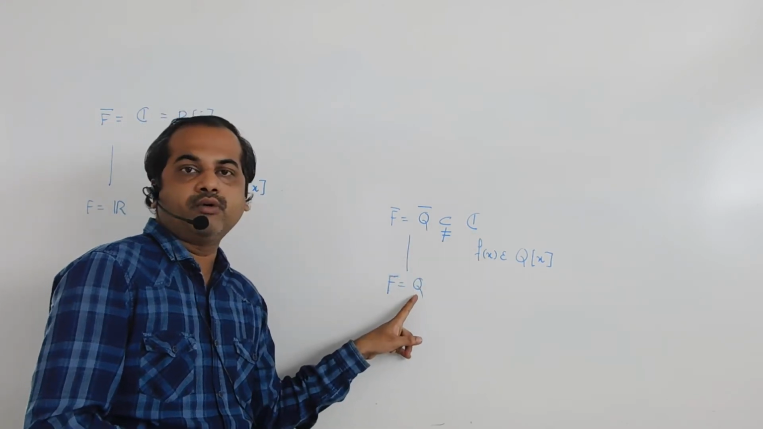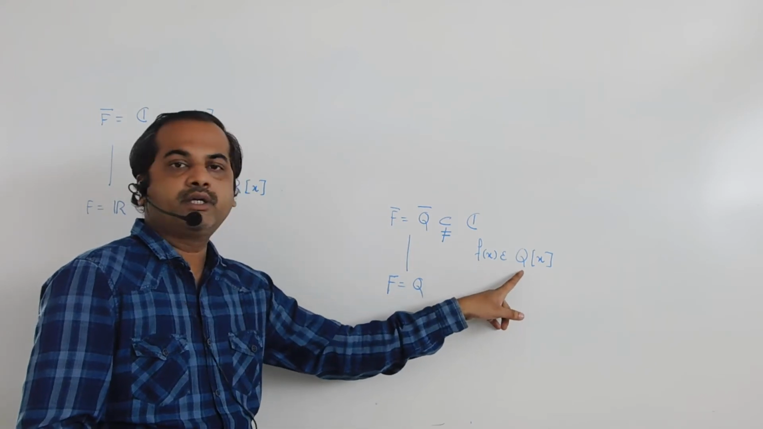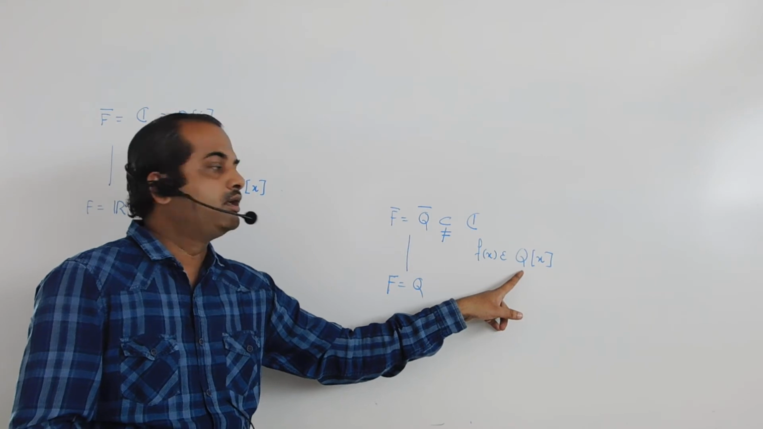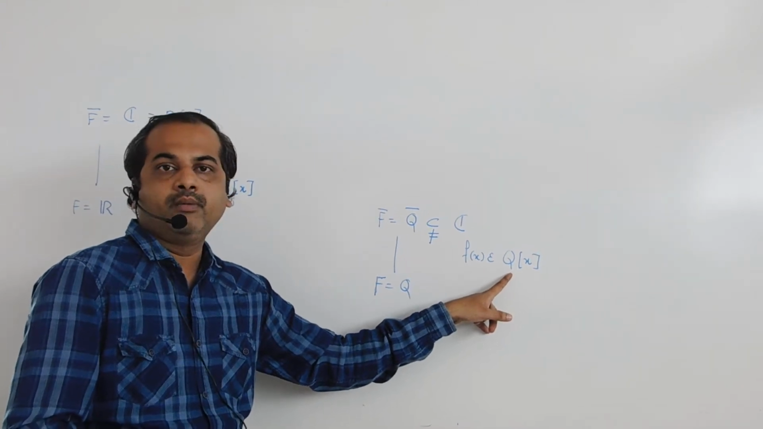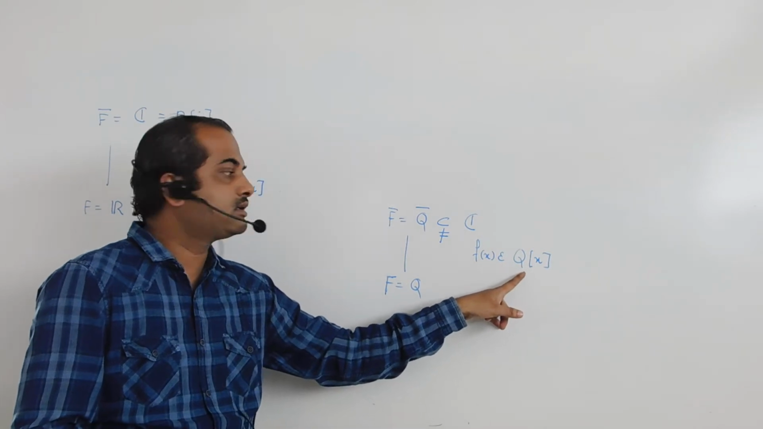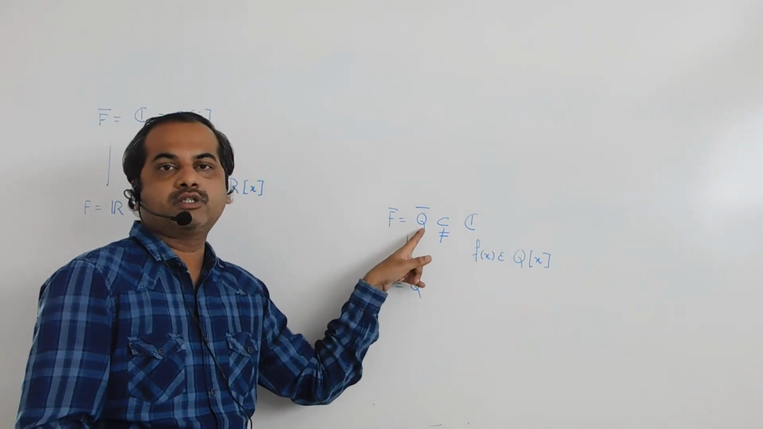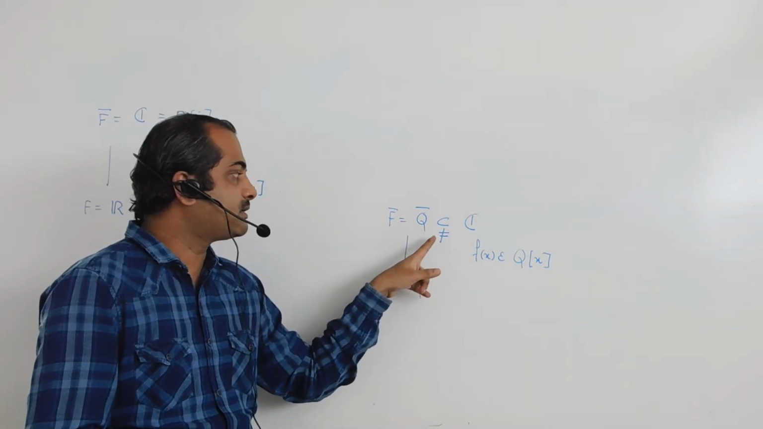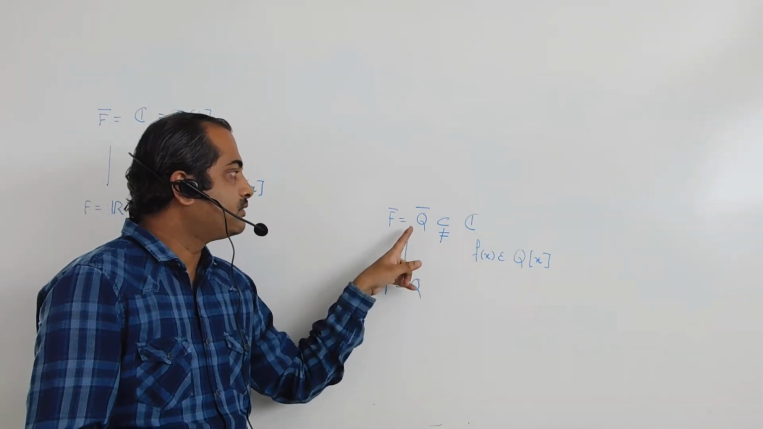Now as Q is countable, Q of x is also countable. Because what is Q of x? It is the set of all rational polynomials. This is countable. Hence Q bar is also countable. So Q bar is a proper subset of C. It is not equal to C.